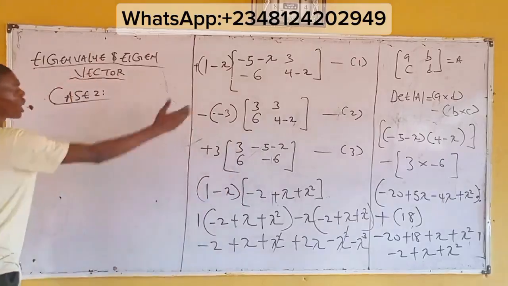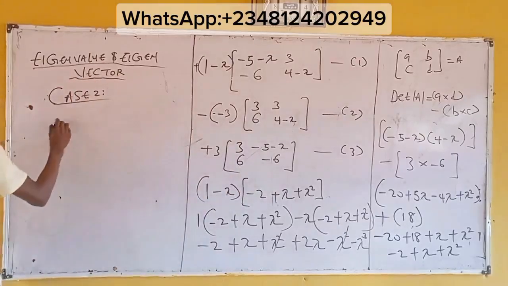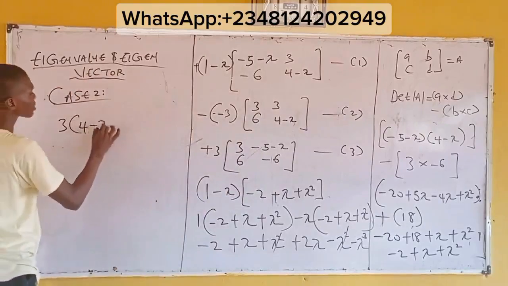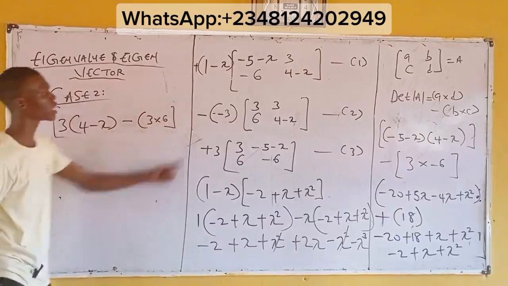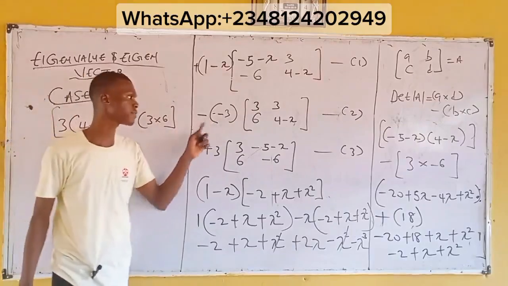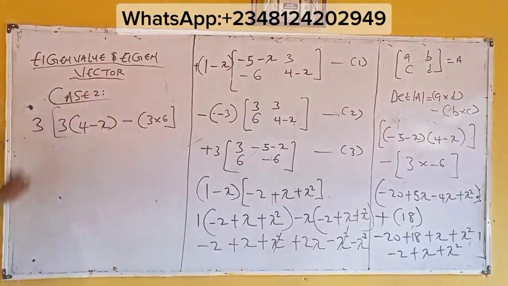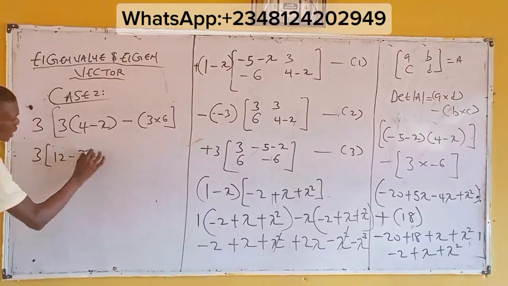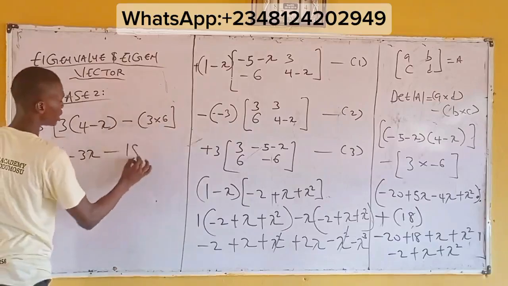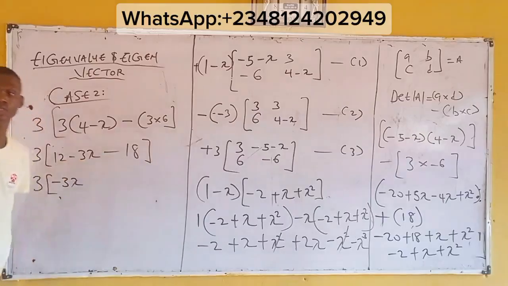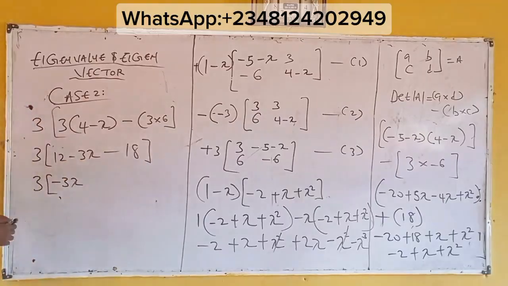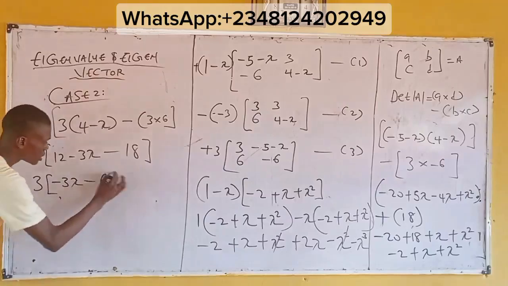The determinant of this guy becomes what? That will be what? 3 all into bracket 4 minus lambda, negative 3 times 6, right? Not forgetting that you have what? Positive 3. Negative times negative 3 will give you what? Positive 3. Now open up your bracket. This is 12 minus 3 lambda minus what? 18, right? This becomes 3 all into bracket negative 3 lambda. 12 minus 18 is what? That's negative 6.